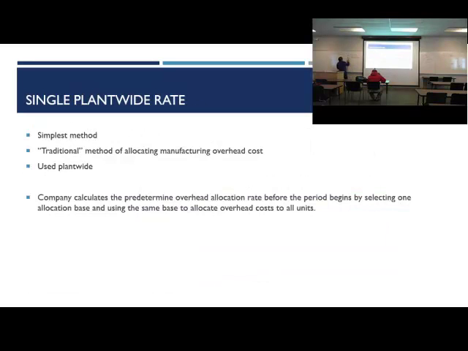So we're going to work with the single plant one. This is the easiest. Okay? This is the traditional method. And when I mean traditional method, I don't mean that it's used all the time. I mean this was the first way of trying to be more accurate. Okay? So when people started using this way of costing, they wanted to try to be more accurate. And this was the first way to be more accurate.